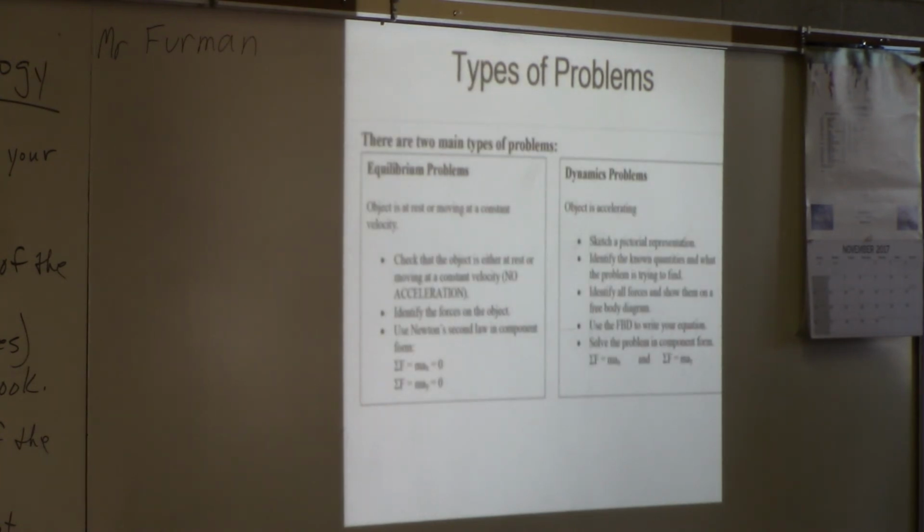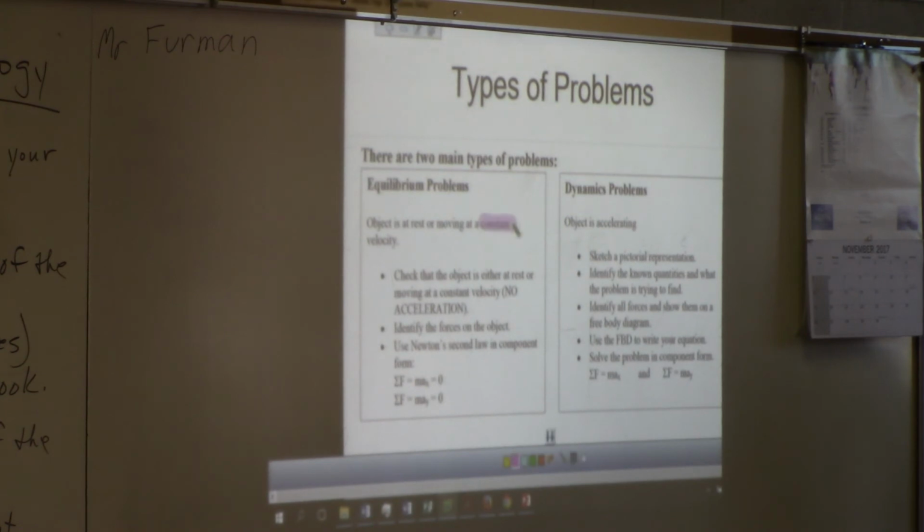A very, very common problem is an equilibrium problem. If you read a problem and it says something about an object being either at rest or moving at a constant velocity, immediately those two terms should trigger bells going off in your head. Constant velocity or at rest. We're going back to Newton's first law. An object at rest will remain at rest unless it's acted on by a net external force. Well, if there's no net external force, it's going to remain at rest.